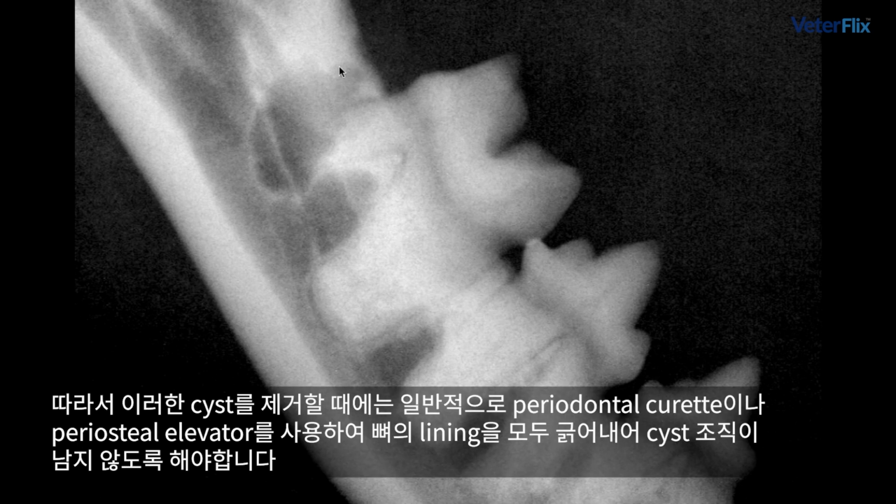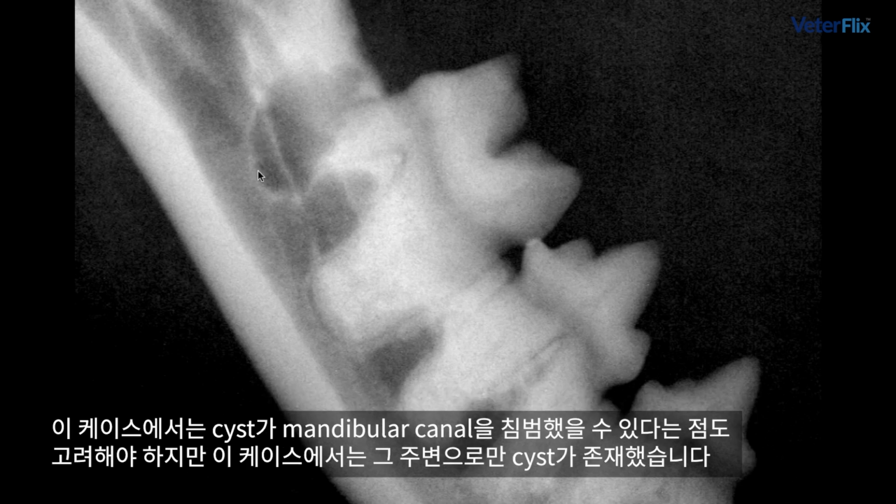So when we remove those, generally, in this particular case, we'd use a periodontal curette or a periosteal elevator and just scrape the lining of that bone and remove any remnants of tissue that's present. Now, in this case, we would have to be concerned that this cyst has gotten into the mandibular canal, and in this particular case, it had not, and had kind of expanded around it.